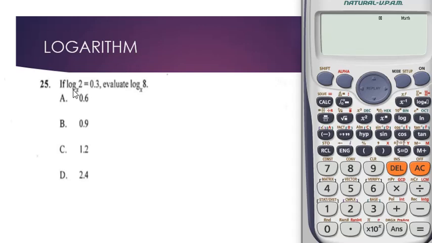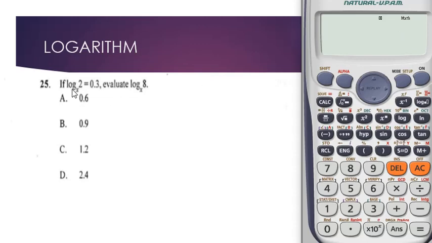Now let's punch this: log x 2 equals 0.3. So we have log x, so Alpha x, and then 2, and then Alpha equal to sign, and then 0.3. Let's find the right answer. Click on Shift Solve, and then you click on the equal to sign.